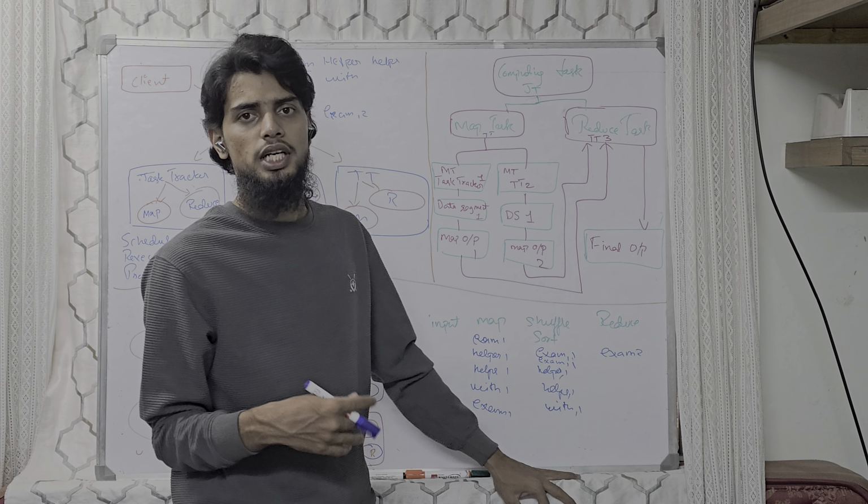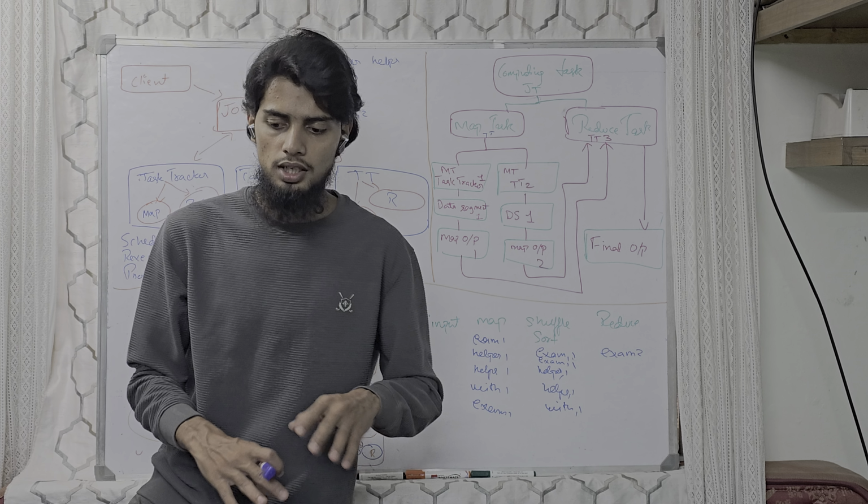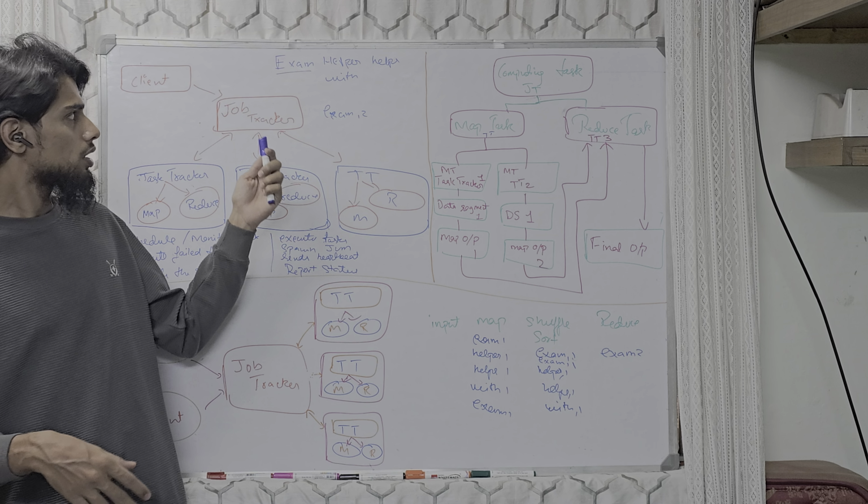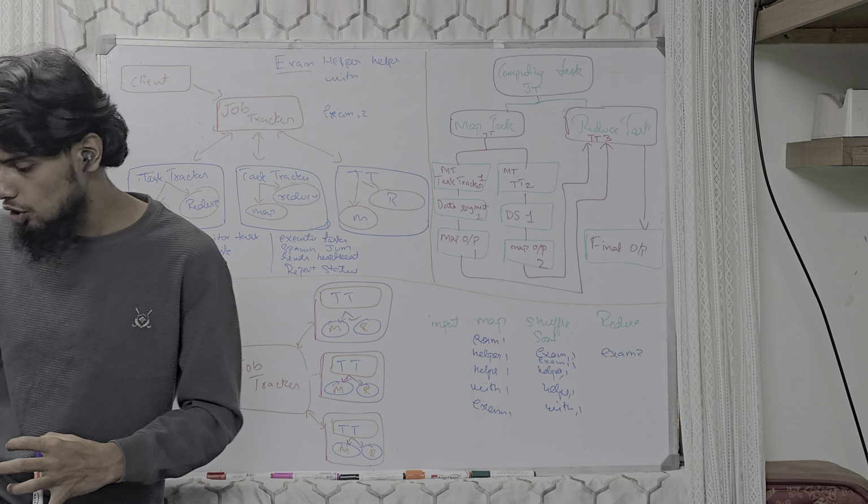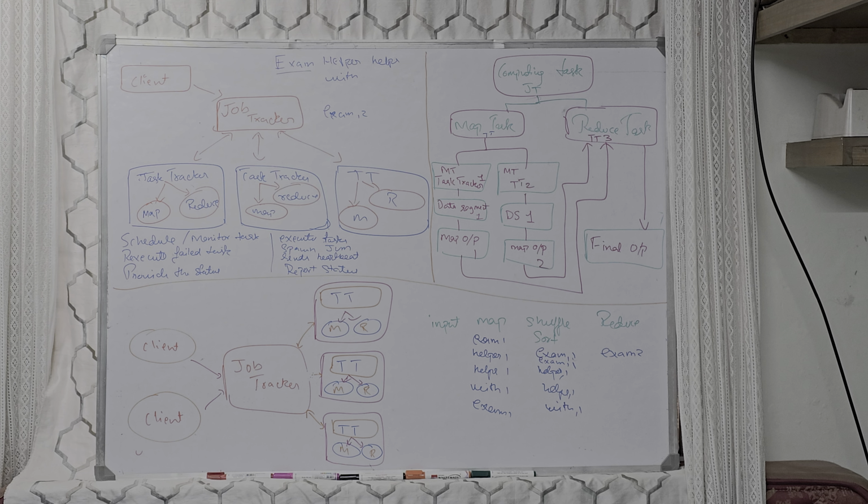Once you see the notes which I have prepared, then you don't have to worry about anything. This completes chapter 5.11. I hope you understood the explanation. We'll see in the next video where we'll be covering Yet Another Resource Negotiator. It's a very simple topic. We'll look into that in the next video.